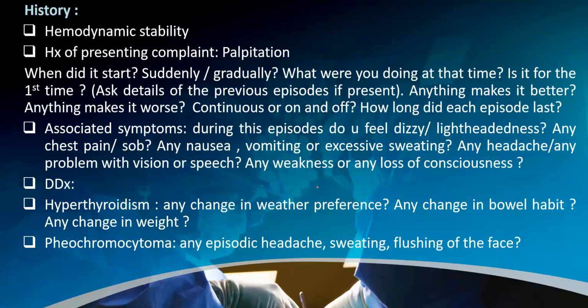Examiner says, what do you want to know? You will say, for a palpitation case, we want to know the pulse rate and rhythm. So say that, doctor, I would like to know the blood pressure. I would like to know the pulse rate with rhythm. So the examiner will give you the finding. And also I would like to know the respiratory rate, oxygen saturation, and temperature.